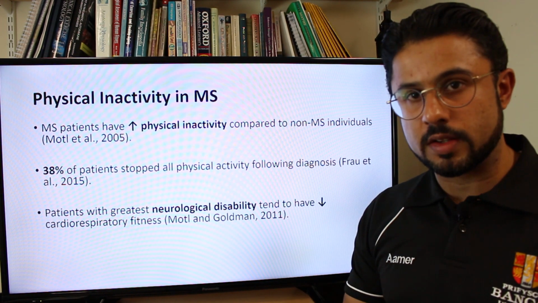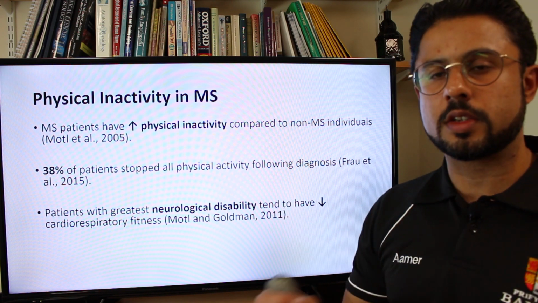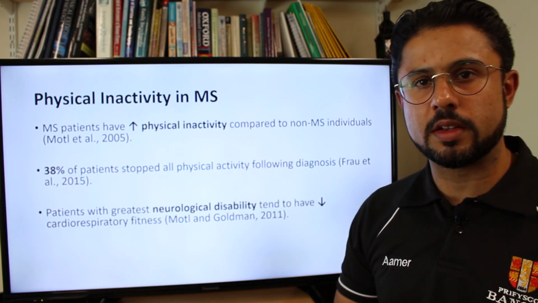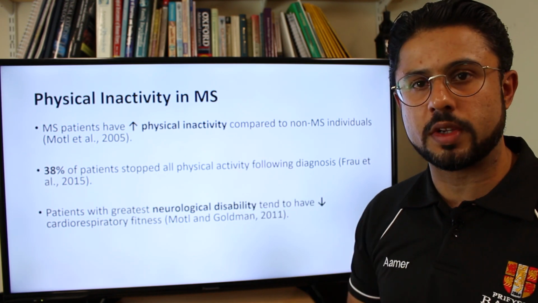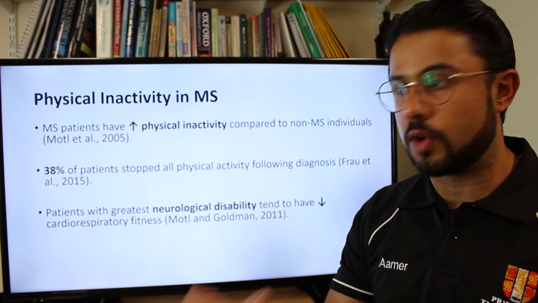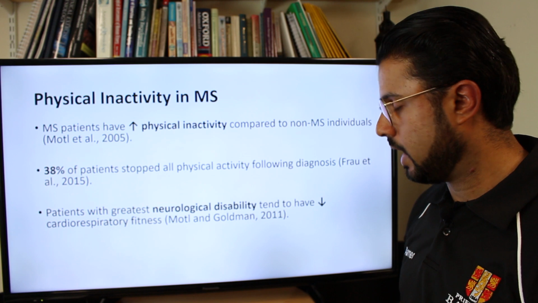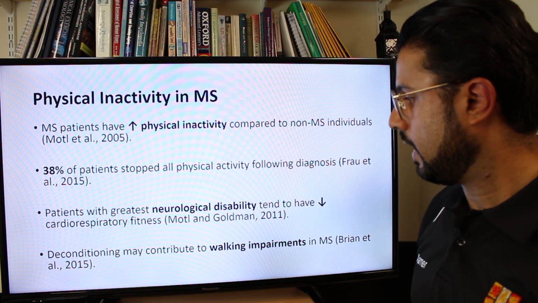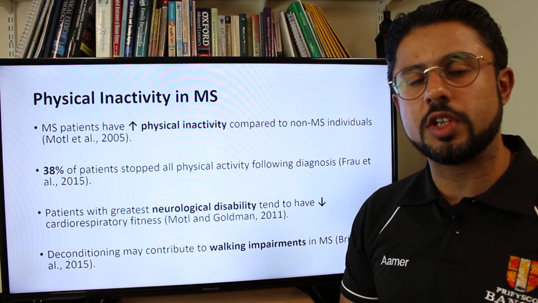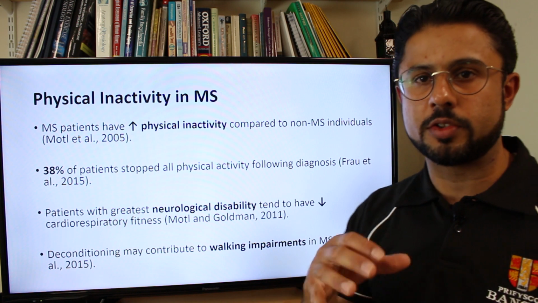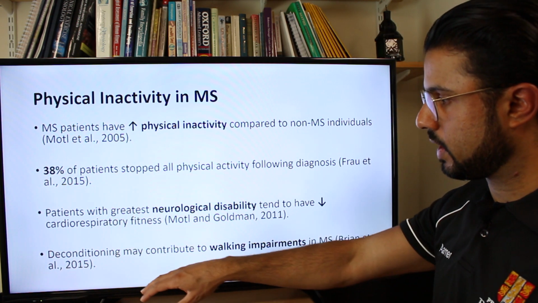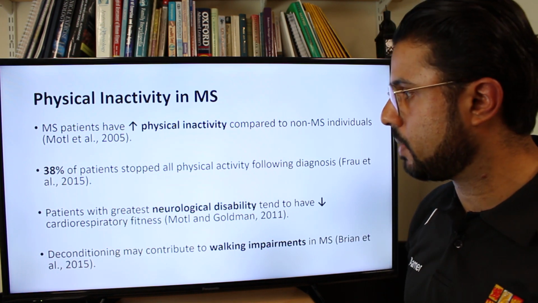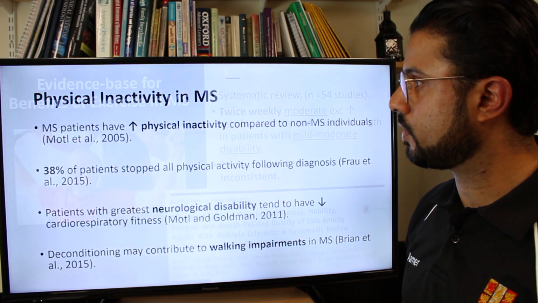Those patients that have the greatest neurological disability will have the lowest cardiorespiratory fitness. And again, if we take these points together, particularly those two, you get the diagnosis, you stop exercising, you're going to get a reduction in your muscle strength and your aerobic fitness, flexibility, etc. So from a scientific perspective, these things are common sense and make sense. And also, when you get that deconditioning, that will contribute to walking impairments. So there's a risk that stopping physical activity may make the MS worse. Okay, so that's something just to keep in mind when you're working with MS patients.